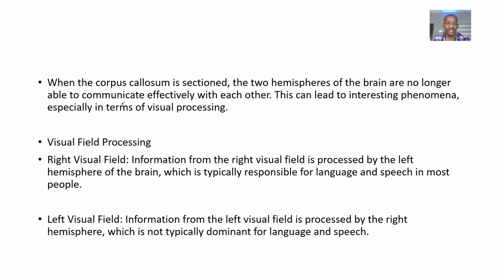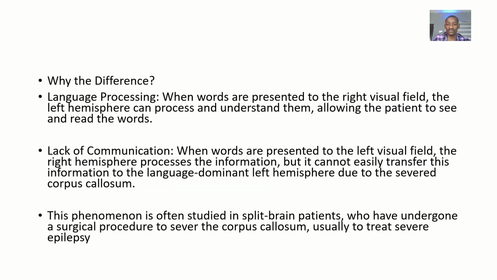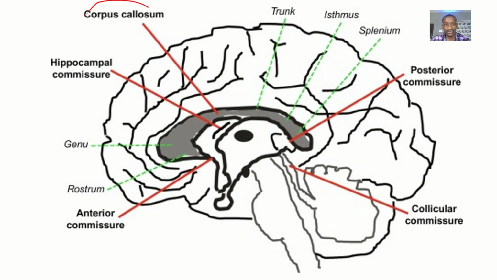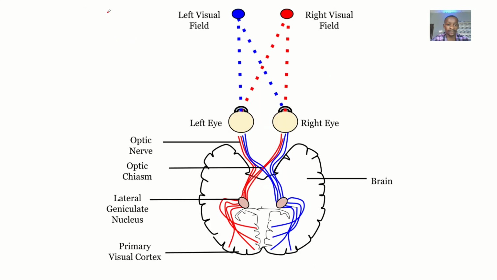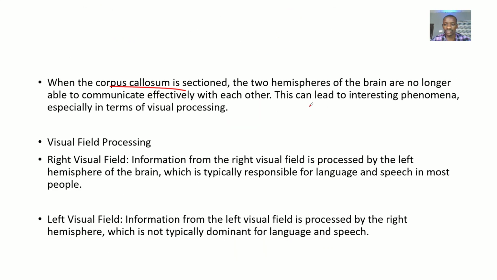So going briefly to it, when the corpus callosum is sectioned, the two hemispheres of the brain are no longer connected. Because the corpus callosum, this corpus callosum here, is basically what is linking the right side of the brain to the left side of the brain. Okay. So this can lead to what? An interesting phenomenon, especially in terms of visual processing.